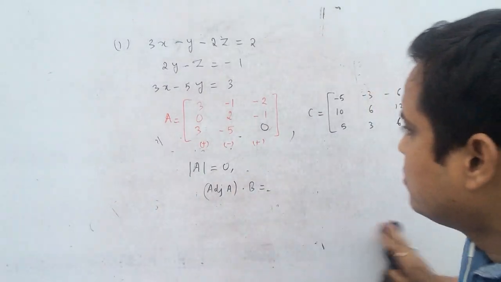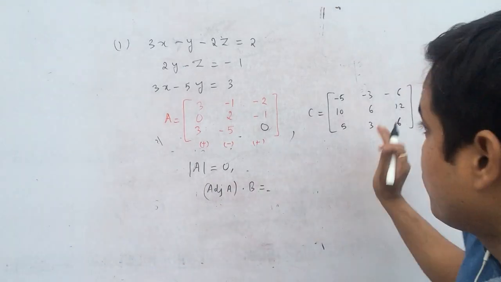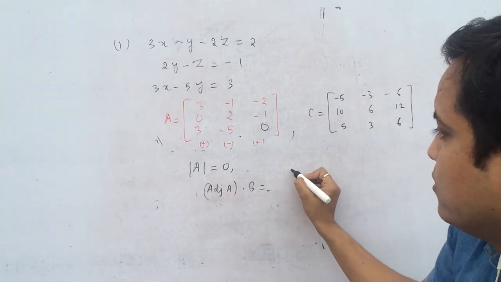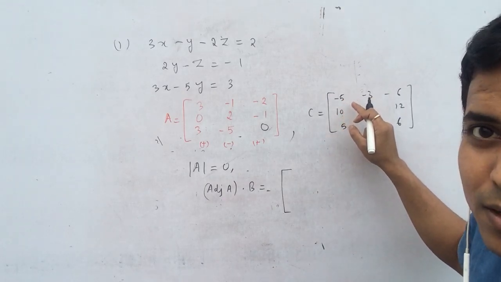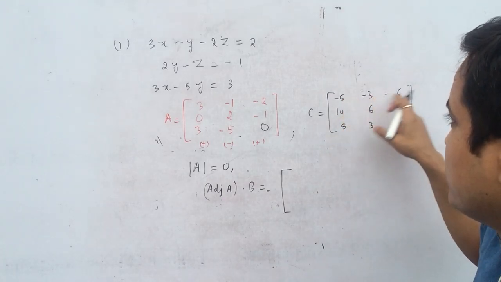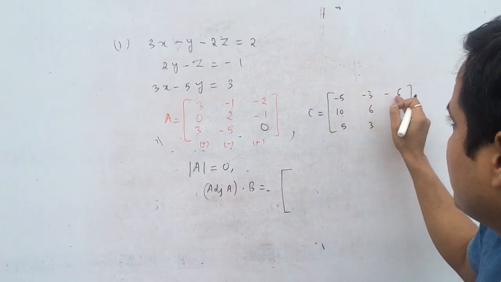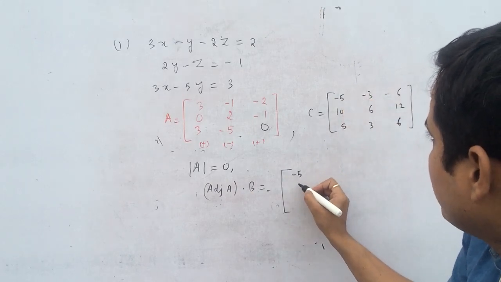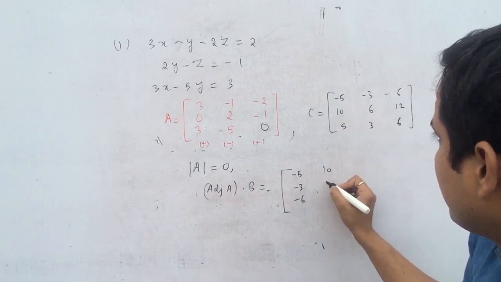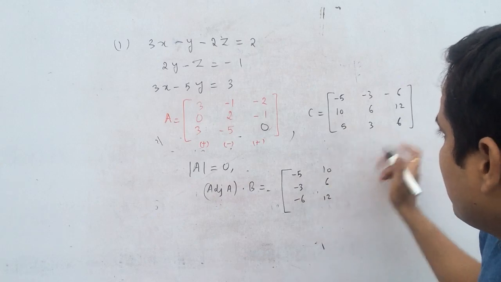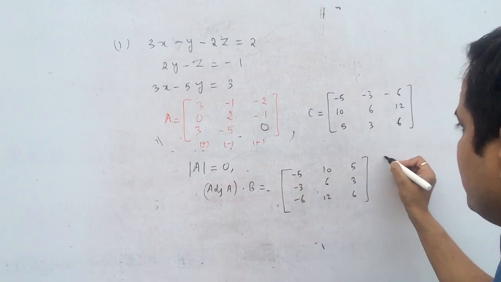I hope you understood. And now the adjoint is actually the transpose of this cofactor matrix. So just transpose it. In the transposition, the rows become columns and columns become rows. So minus 5, minus 3, minus 6 will come in the first column here. Row 2 will come in the second column. Row 3 will come in the third column: 5, 3, 6.